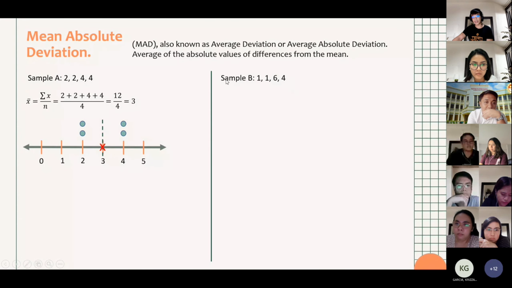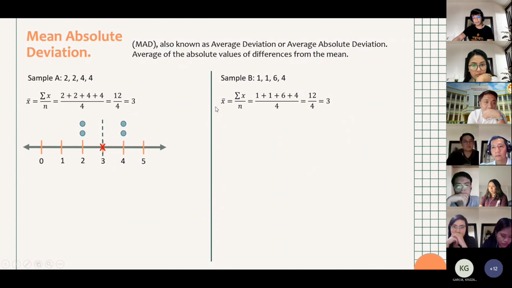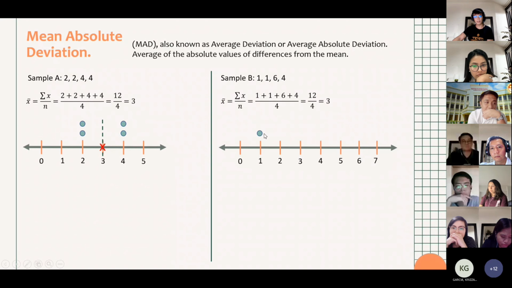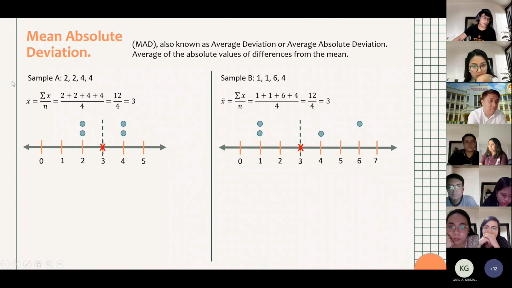Okay? So dito naman tayo sa sample B. Same thing ang gagawin natin, kukunin natin ang ating mean. 1 plus 1 plus 6 plus 4 is equals to 12. Divided by 4 is equals to 3. This is also our mean. So as you can see, pareho sila ng mean. So pag ginraph natin to, we have 1, another 1, then 6, and 4. And then our mean is 3 pa rin. Pareho lang sila. So let's go back to our sample 1.